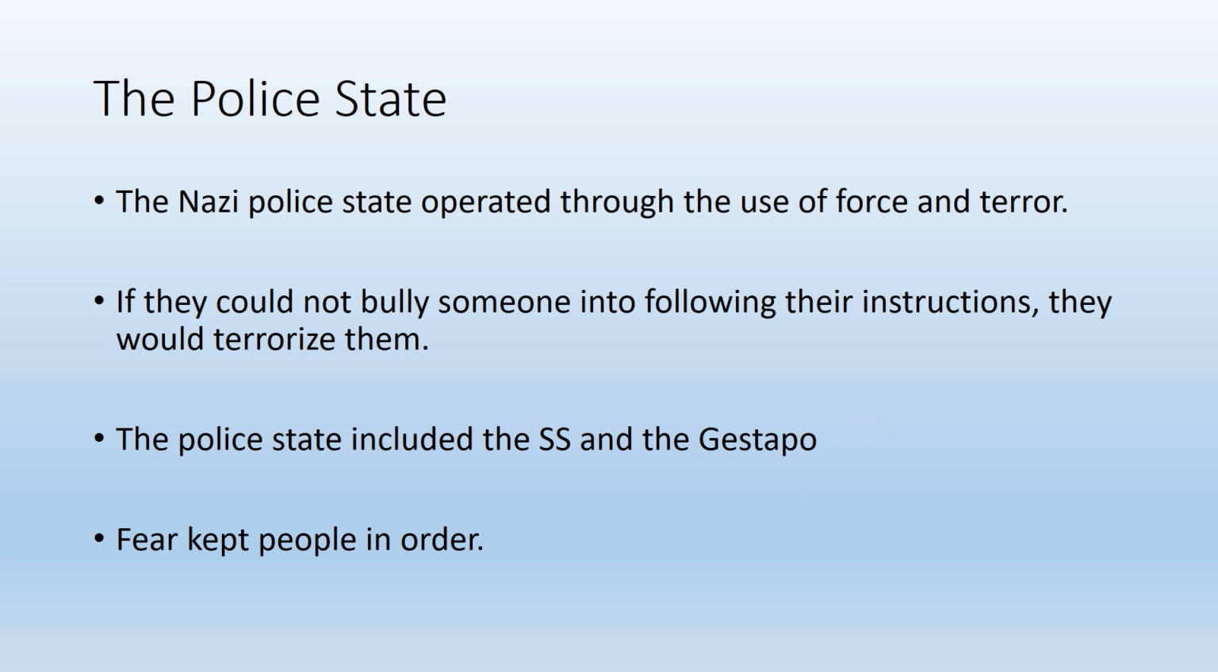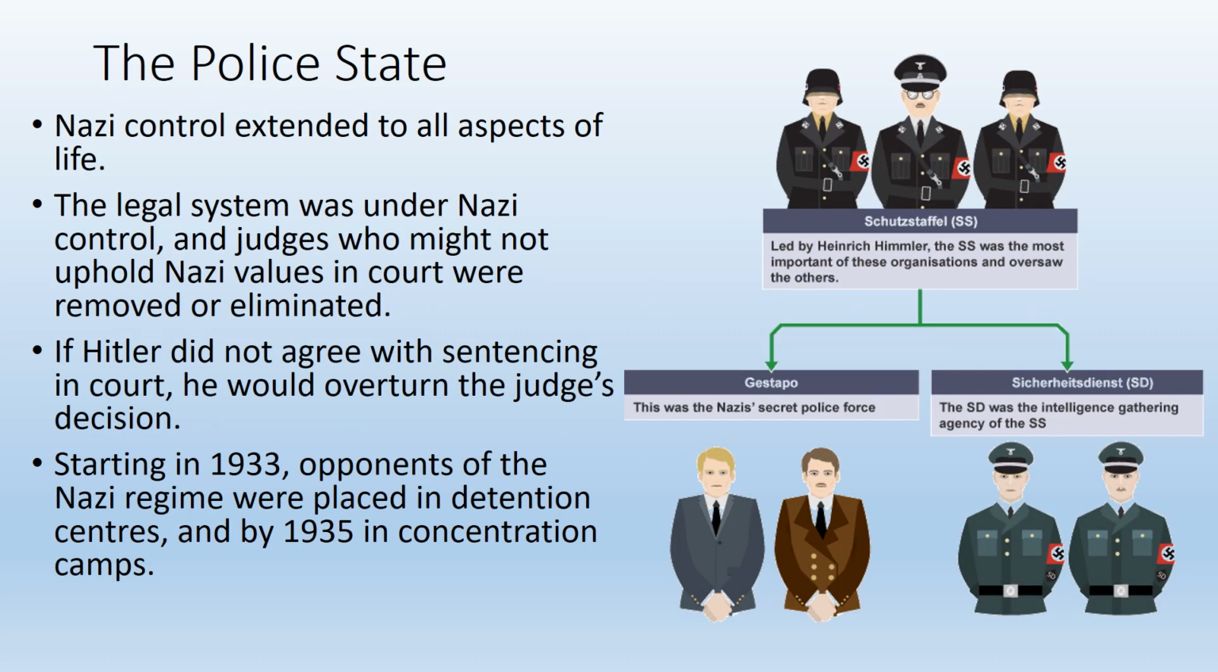The police state included the SS and the Gestapo, and fear again kept people in line. In the backs of everybody's mind before they did something, they would question to themselves, is this something that the Gestapo or the SS will find out? And if they do find out, will I get into trouble? Now, the police state itself, they extended control to all aspects of life.